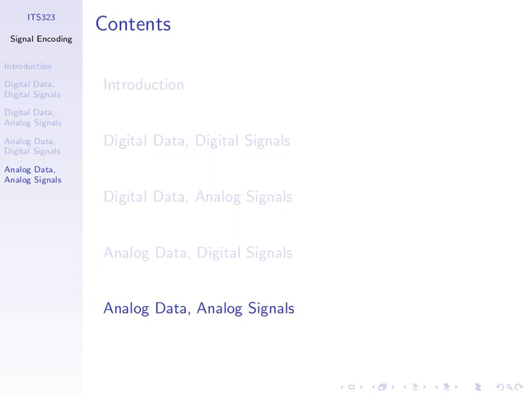In the last 10 minutes, we want to finish with what happens if we want to transmit analog data as analog signals, which is coming back to my wireless microphone and my wireless transmitter. That is, the microphone had analog signals, and the input was analog data, the voice. I want to transmit that analog data as an analog signal between the microphone and the wireless transmitter, and between the wireless transmitter and the wireless receiver. How can we do that?